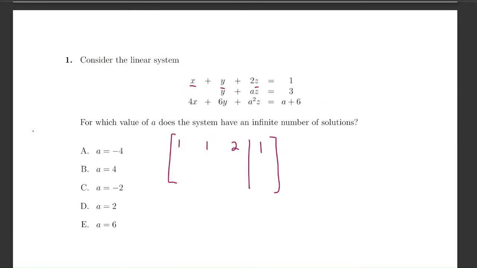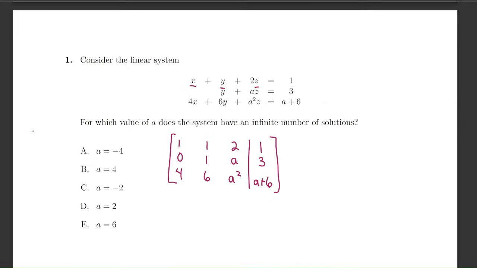And then in the second equation, we have nothing for the x, 1 for the y, and a for z, setting that equal to 3. And then we also have 4, 6, a squared, and a plus 6 for the third row.